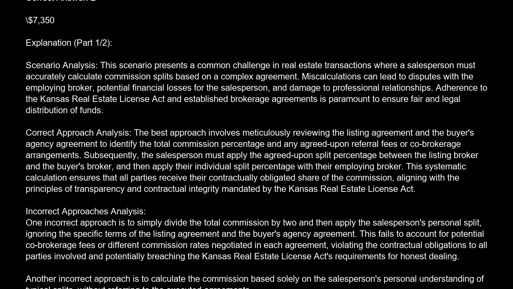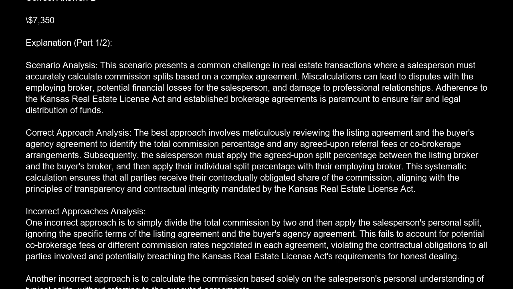This fails to account for potential co-brokerage fees or different commission rates negotiated in each agreement, violating the contractual obligations to all parties involved and potentially breaching the Kansas Real Estate License Act's requirements for honest dealing.